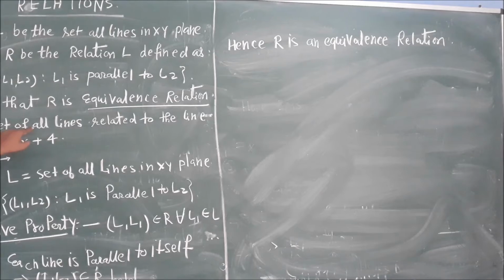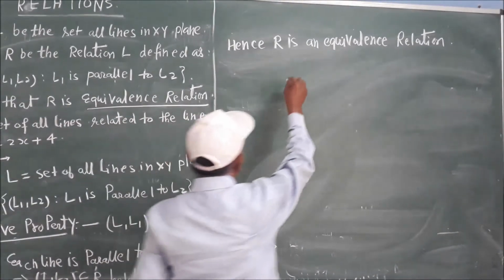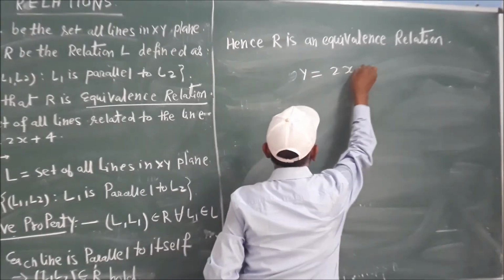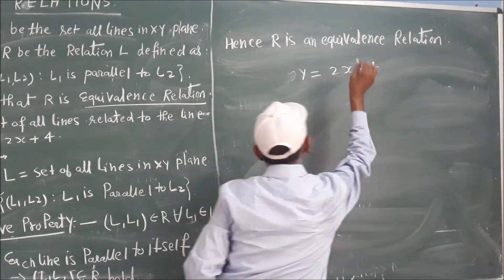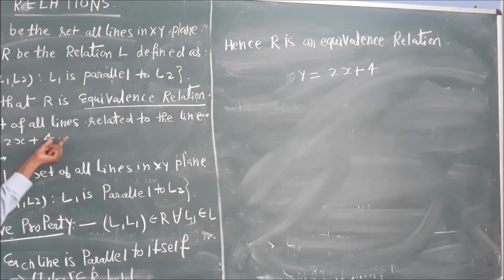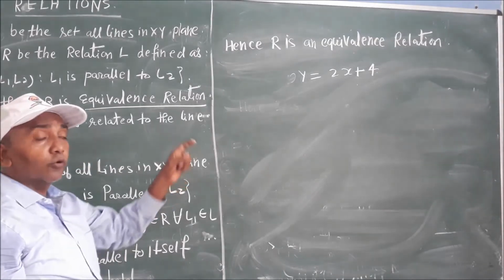After that, find the set of all lines related to the line y equal to 2x plus 4. Here is the line y is equal to 2x plus 4. We have to make the set of all lines, that means an infinite number of lines which are parallel to this line. So come to class 10.